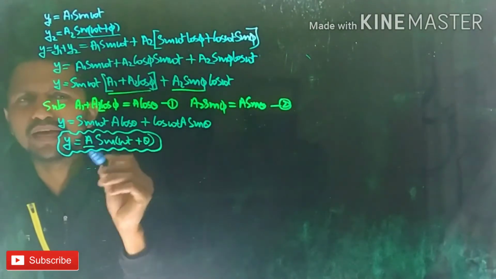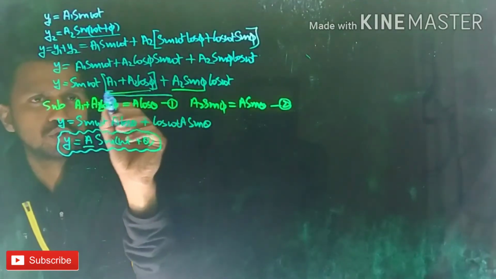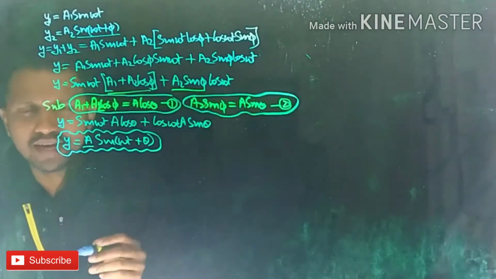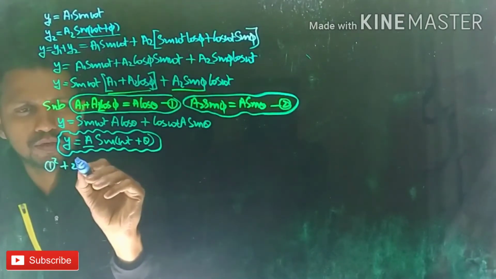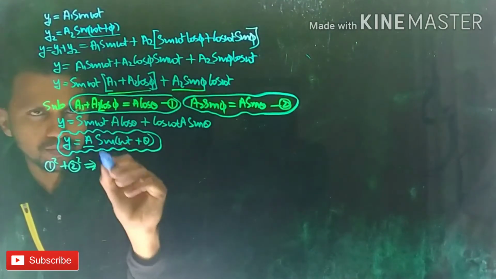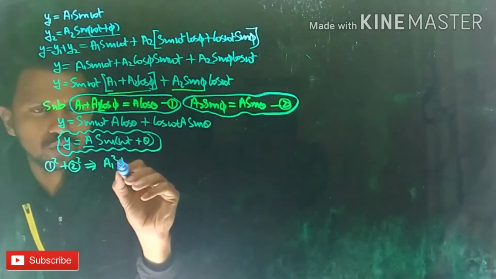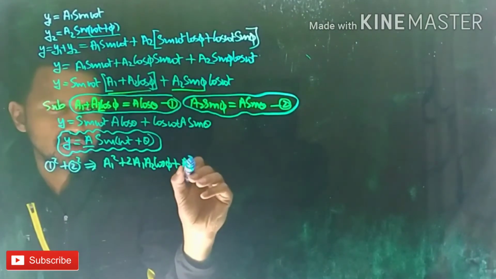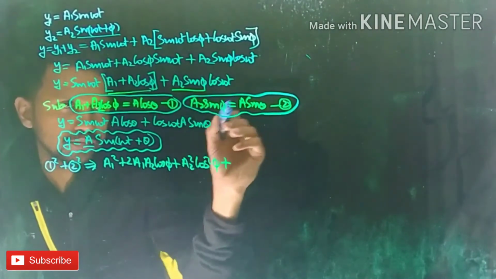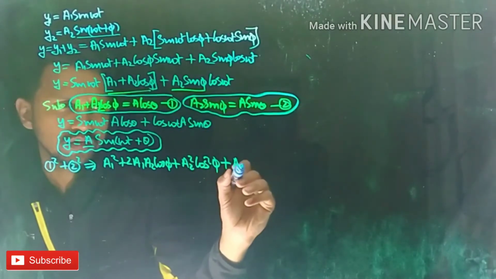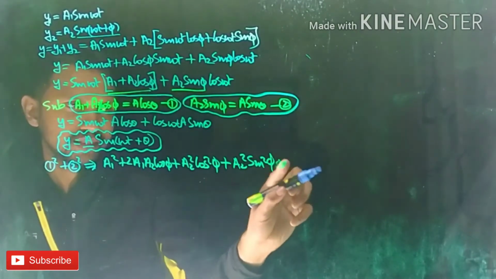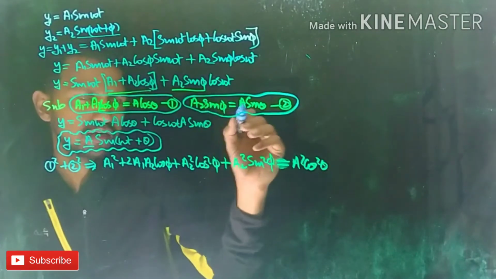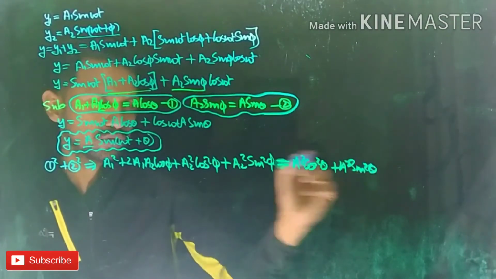In order to get the mathematical expression for amplitude, let's analyze these two equations. We have equation number 1 over here, and this is our equation number 2. Squaring and adding, we get (a1 + a2 cos φ)² = a1² + 2a1a2 cos φ + a2² cos² φ, plus (a2 sin φ)² = a2² sin² φ, which equals (A cos θ)² = A² cos² θ plus (A sin θ)² = A² sin² θ.